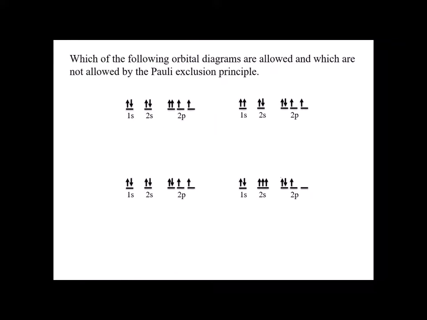Alright, so this is a problem from the textbook. It says, which of the following orbital diagrams are allowed and which are not allowed according to the Pauli exclusion principle? Alright, so looking at this first one here, I have 2 electrons, one up and one down. This one has 2 electrons, up and down. This one, however, has 2 electrons, but they're both up. So that is not allowed. I can't have 2 electrons with the same direction.